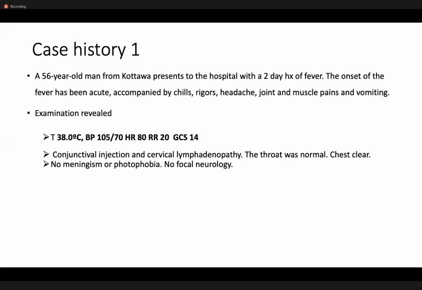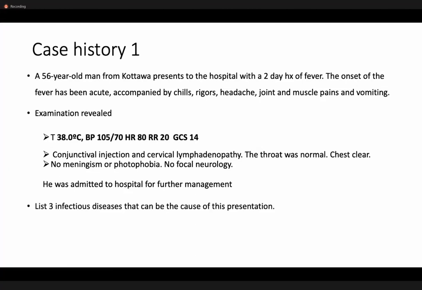And he also had cervical lymphadenopathy on both sides of the neck. The throat was normal and the chest was clear, and there was no meningism or photophobia, and no focal neurological signs as well. So he was admitted to hospital for further management. So basically he had an acute onset fever of 2 days duration with chills and rigors and headache, joint pain, muscle pains, vomiting, and he was conscious with a conjunctival injection and cervical lymphadenopathy.